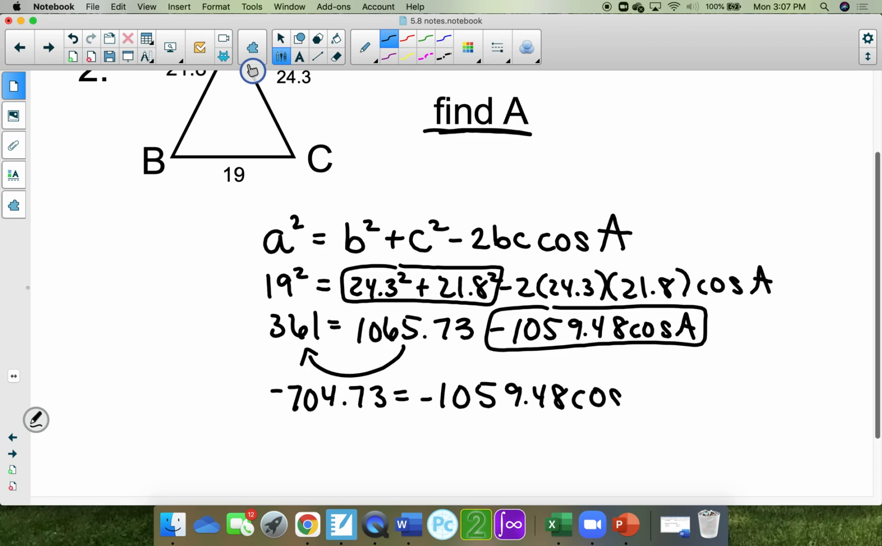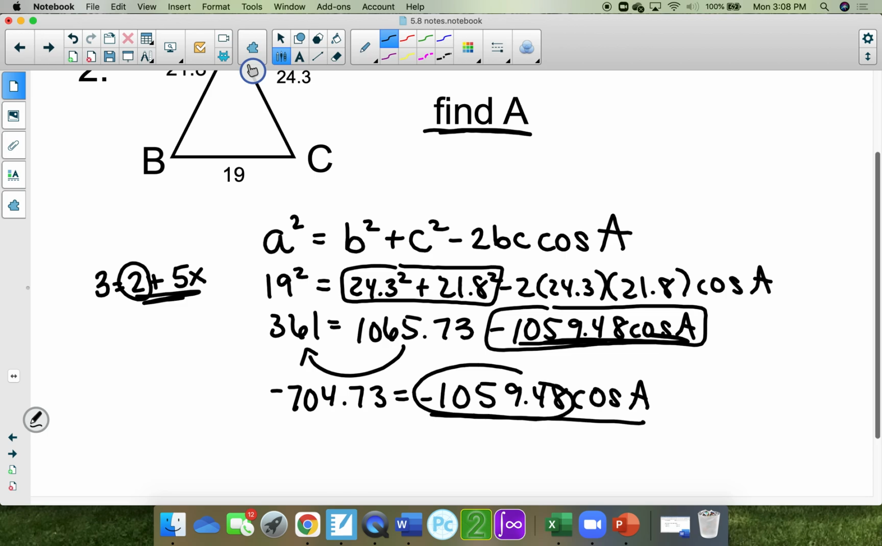So that's going to make negative 704.73 equal to negative 1059.48 cosine of A. Think of it like this: 3 equals 2 plus 5x. You don't put these two together, you get rid of this one first. This is like the number in front of a variable. You need to get rid of the 1065.73 first. You divide both sides by this, and then you have to do the inverse cosine, and you're going to get angle A equaling 48.3 degrees. So doing the angles is tricky. The sides are a little bit easier. So that's how you do the angles and the sides.